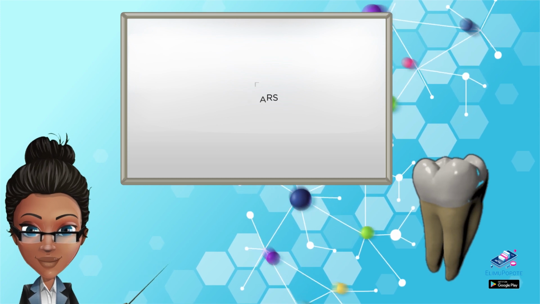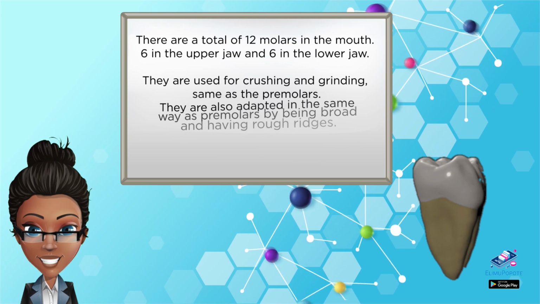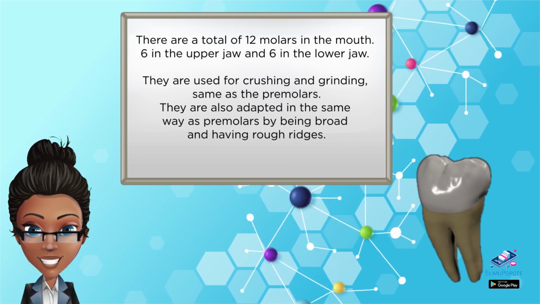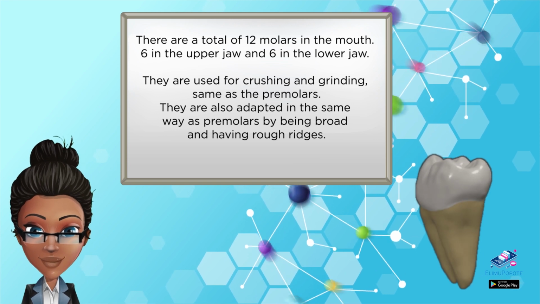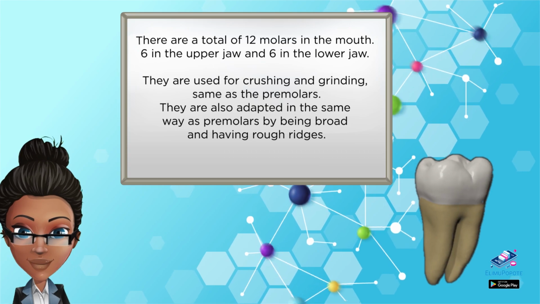Molars. There are a total of 12 molars in the mouth, 6 in the upper jaw and 6 in the lower jaw. They are used for crushing and grinding, same as the premolars. They are also adapted in the same way as premolars by being broad and having rough ridges.